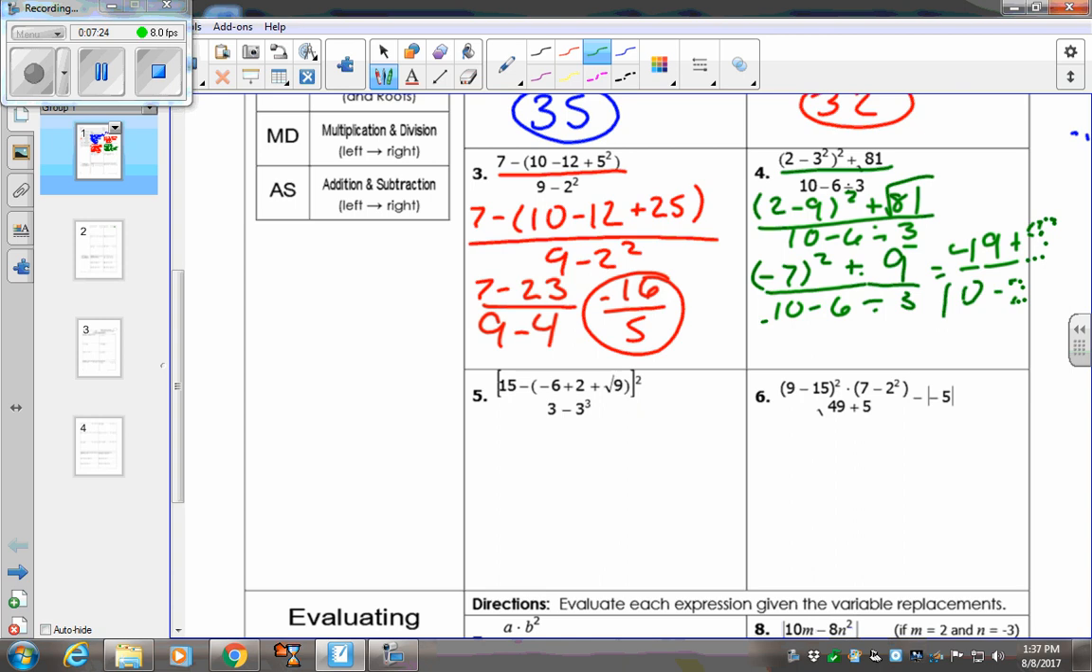58. What is 10 minus 2? 8. That fraction can reduce. What does it reduce to? Okay, I'll take 7.25.